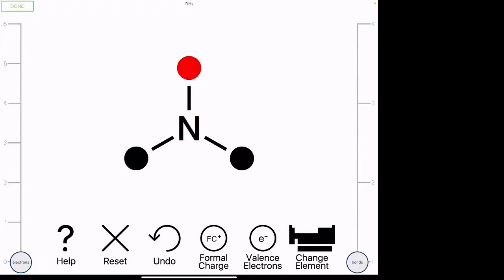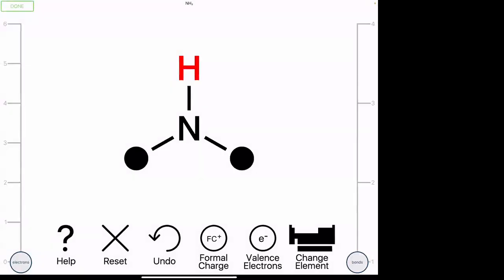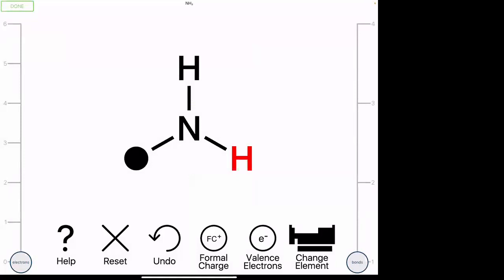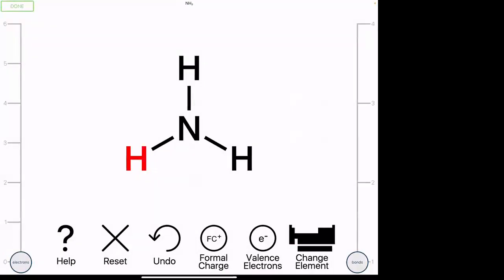If I click on the top one, it goes red. So now I want that to be a hydrogen. So I'll click on that. Now I'll click on that guy, go back to the periodic table, tell it it's going to be a hydrogen. Click on that last one, go back to the periodic table, tell it that it's a hydrogen. We're good. All right, so we're not done yet.